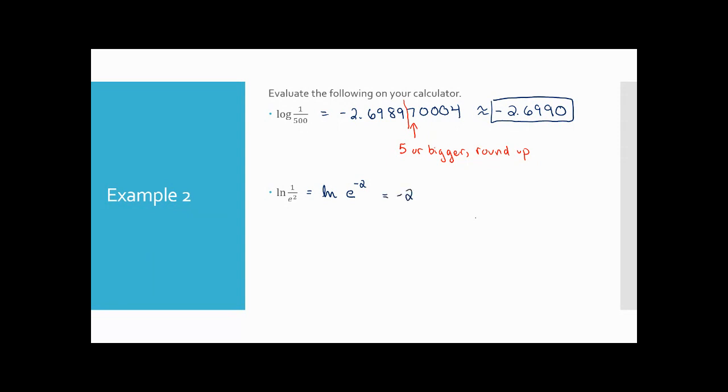So that's why when you take the natural log of 1 over e squared in your calculator, you get negative 2. Because it's telling you that your exponent on e is negative 2. That's from the natural log. If it was log of 1 over e squared, that would be different, because it's saying what exponent would be on 10, 10 to what power. But here, natural log, we're looking at e. What is the exponent on e? That is negative 2.